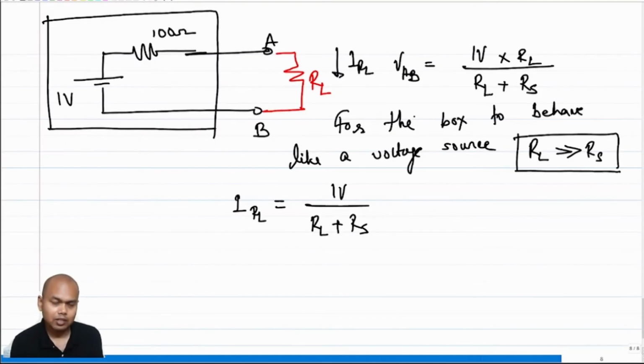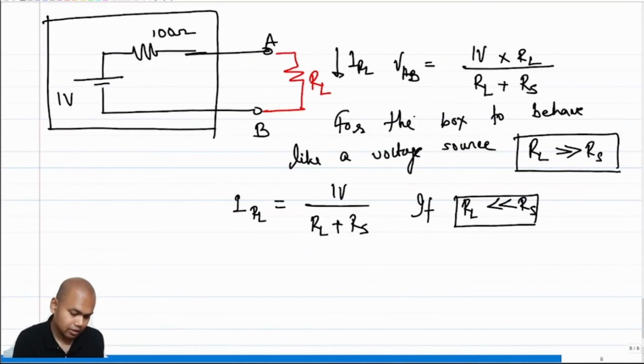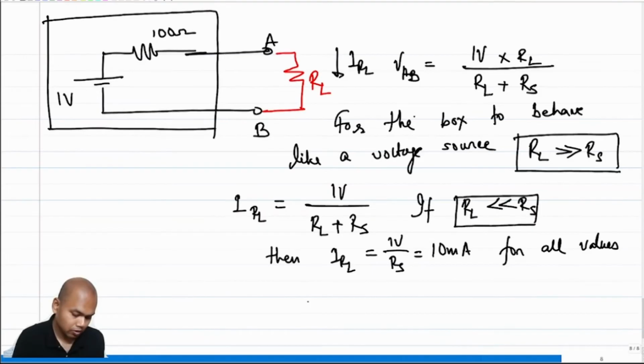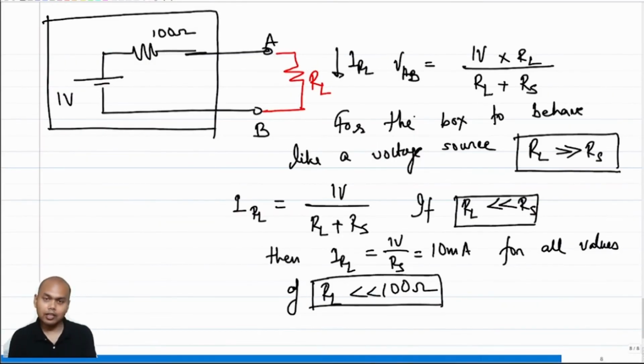And what is the definition of a current source? A current source is that contraption whose output current is insensitive to the change in any load resistance. So under what condition is this output current independent of RL? This will be independent of RL if RL is much less than RS. Then IRL is 1 volt by RS, which is 10 milliamps, for all values of RL which are much less than 100 ohm. And hence, under these ranges of RL, this box will behave like a current source.